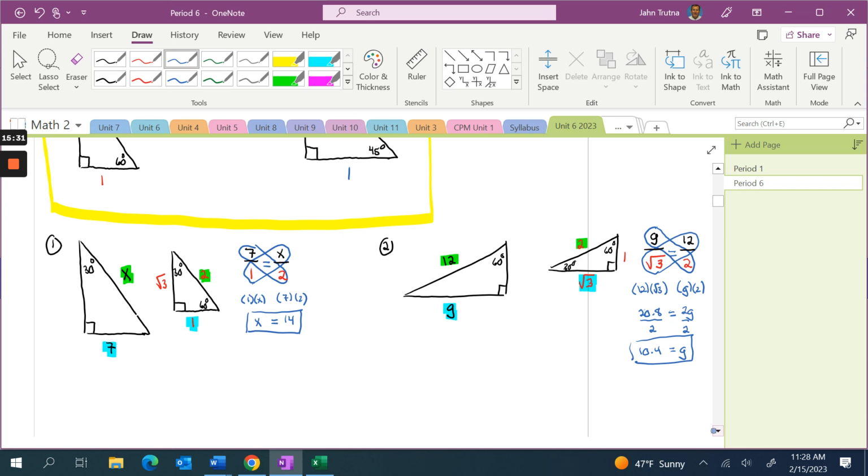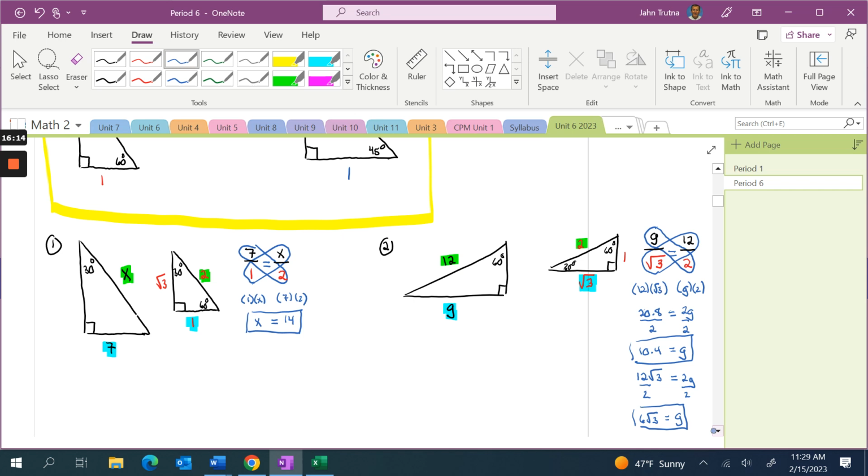Now I will tell you that there are some math teachers that will tell you that they don't want a decimal as an answer. So if you just wrote 12 with the square root of 3, instead of multiplying it out, and you said that was equal to 2G, and then you divided by 2, since 2 is a normal number and not a square root number, I can only divide the 2 into the 12. This would mean that G is equal to 12 divided by 2 is 6, 6 square root 3. If you wrote the answer like that, without the decimal, I would accept that as an answer, okay?